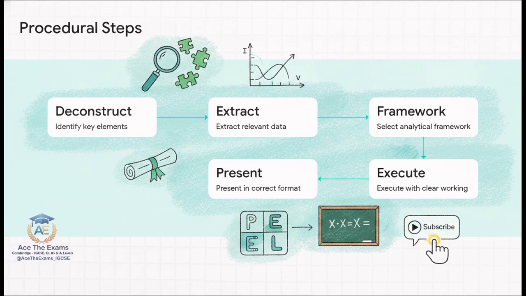And please read the axes carefully. Is it an IV graph, or did they try to trick you with a VI graph? Because let me tell you, that completely flips the meaning of the gradient. Third, select an analytical framework. For written answers, that PEEL framework we mentioned, point, evidence, explanation, link, is your best friend. Fourth, execute with clear notation. Show every single step of the math. Leave a breadcrumb trail for the examiner. And fifth, present with correct terminology.